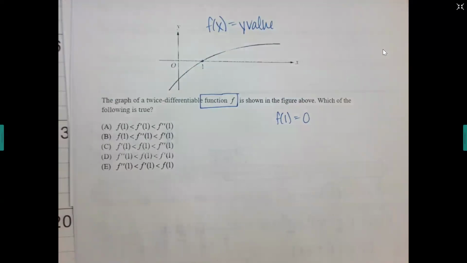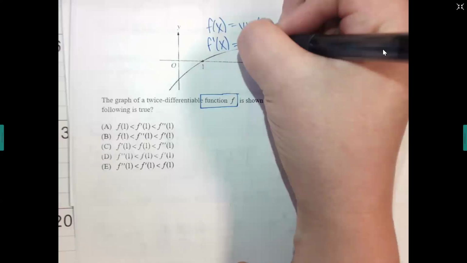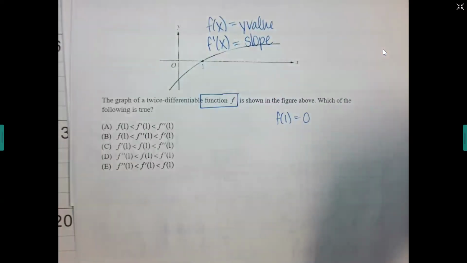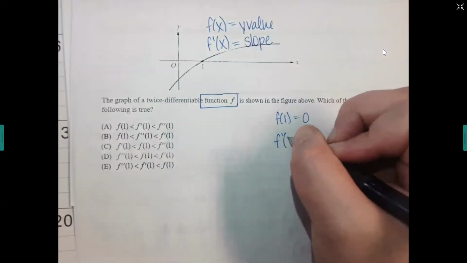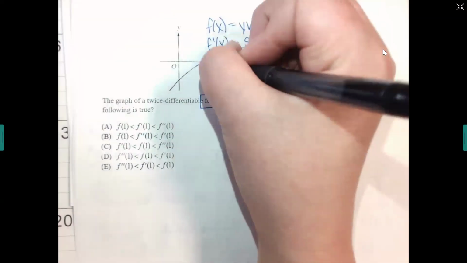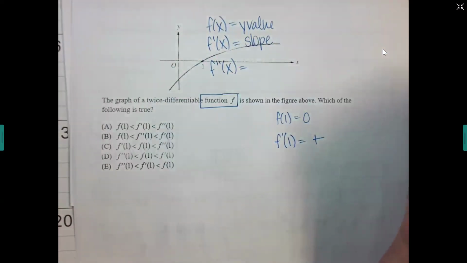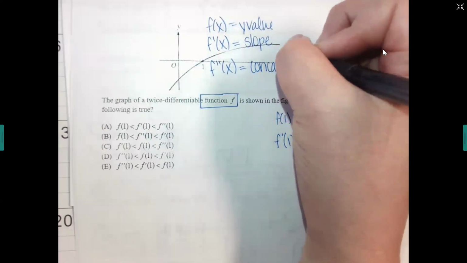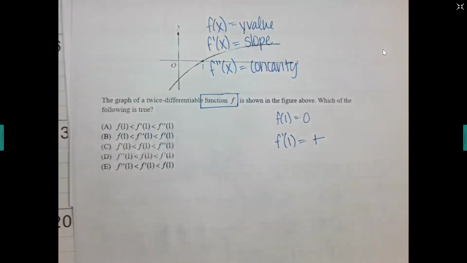If I want f prime, what would f prime be in this graph? What feature? Slope, very good. And if I look at one, what is my slope? You can't tell me the exact number, but is it positive or negative? My slope is positive, so I'm gonna put f prime of one is positive. What feature would f double prime be? Starts with a C, concavity. And if I'm looking at the concavity at one, how is it bent? Is it up like a cup or down like a frown? Down like a frown means f double prime has to be negative.